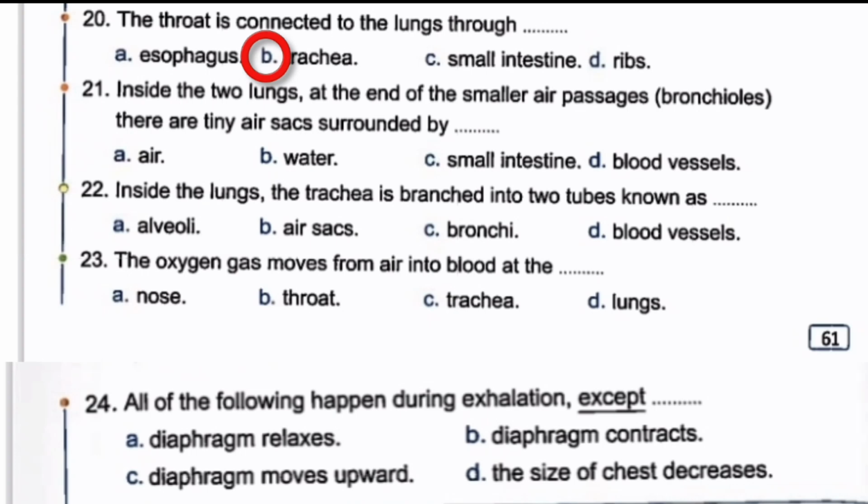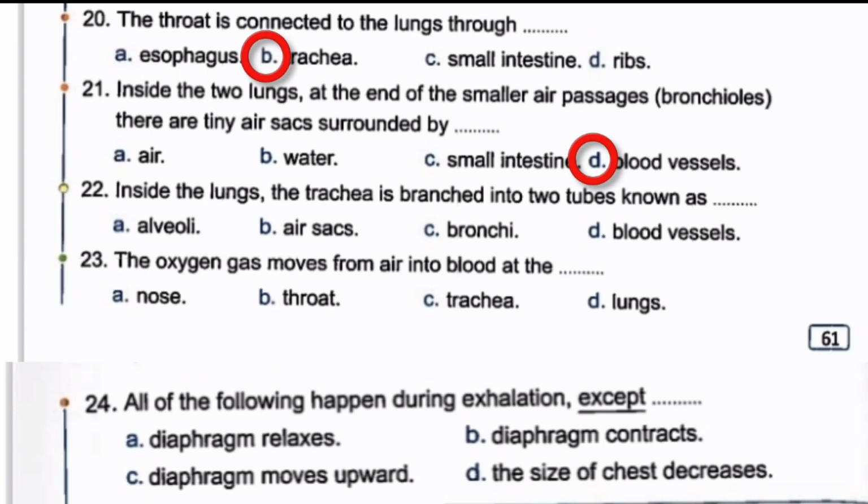Next one, number 21. Inside the two lungs, at the end of the smaller air passages, which are bronchioles, there are tiny air sacs, which are alveoli. Alveoli are surrounded by what? Water, small intestine, or blood vessels? The right answer is blood vessels, so we will choose letter D.